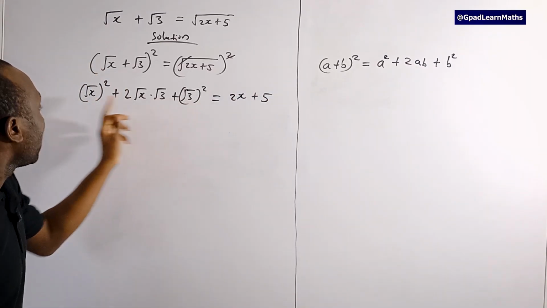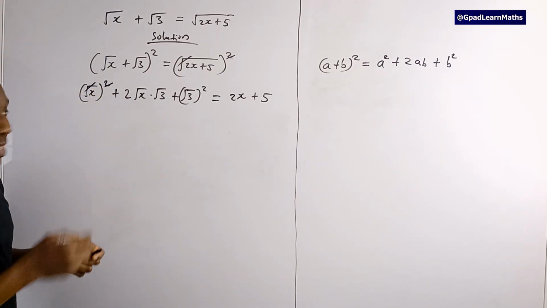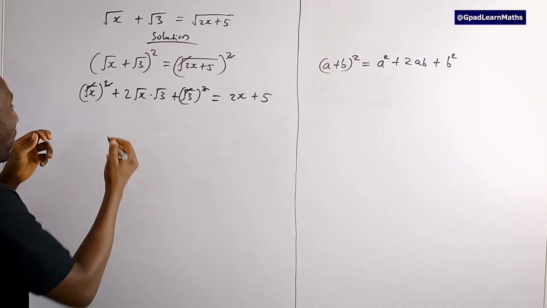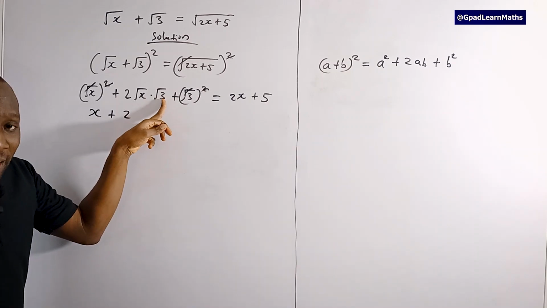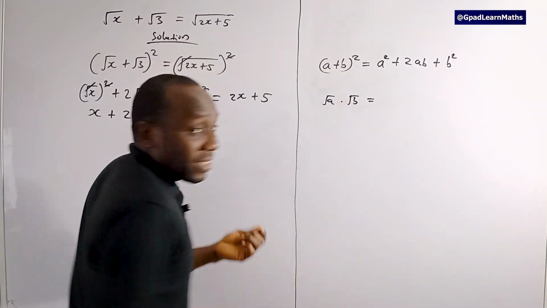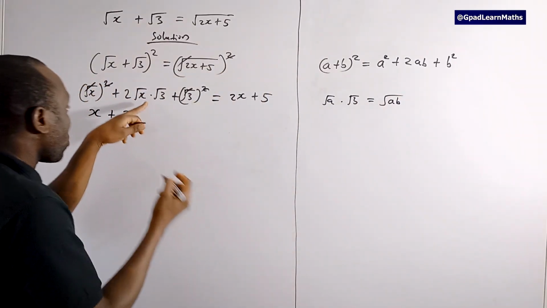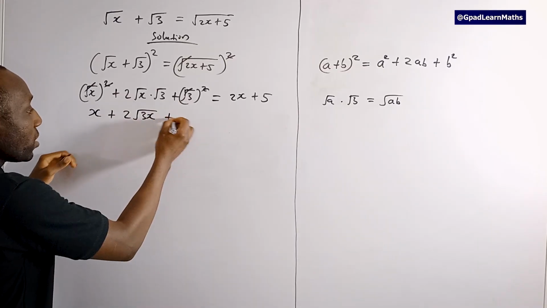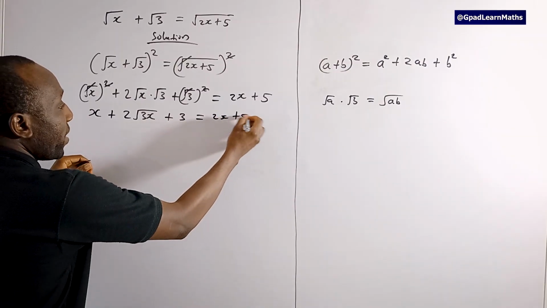Now let's simplify this. Root x raised to power 2, of course, you can cancel like this now, but not like that here. So this one will also cancel the square root. So what do we have? We have just x plus 2. x times 3, you can actually multiply. If you have root a times root b, you can rewrite this as what? The square root of a times b. So that's what I'll do here. This will be the square root of 3x, and then plus 3, which is equal to 2x plus 5.